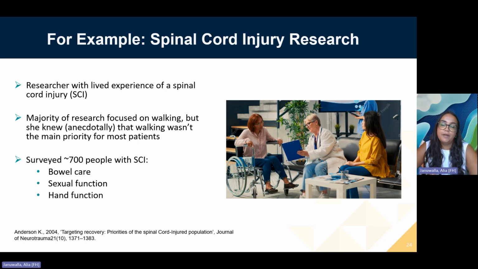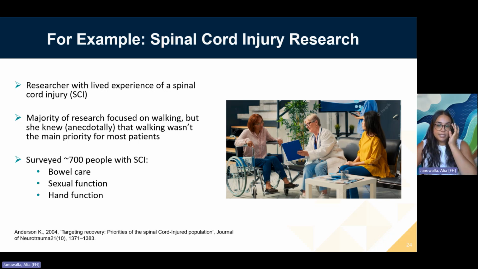So because they had their own lived experience, they sort of knew, okay, I don't know why so much of this research is focused on walking when it's not necessarily a patient identified outcome. And so this researcher surveyed 700 people with spinal cord injury and actually found a whole number of different priorities. They found that those with spinal cord injury are actually much more concerned with things that affect their daily quality of life, their bowel care, their sexual function, their hand function. And very little research was actually being done to support these priorities.